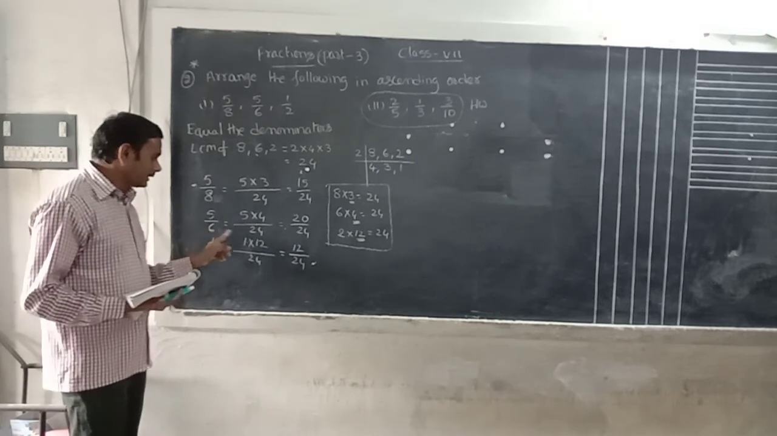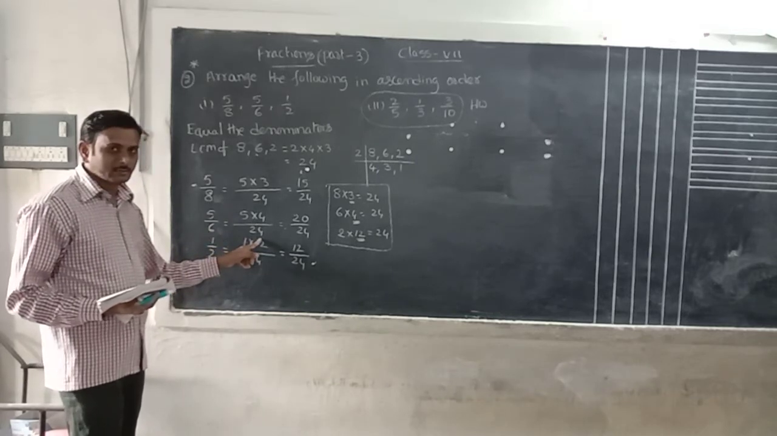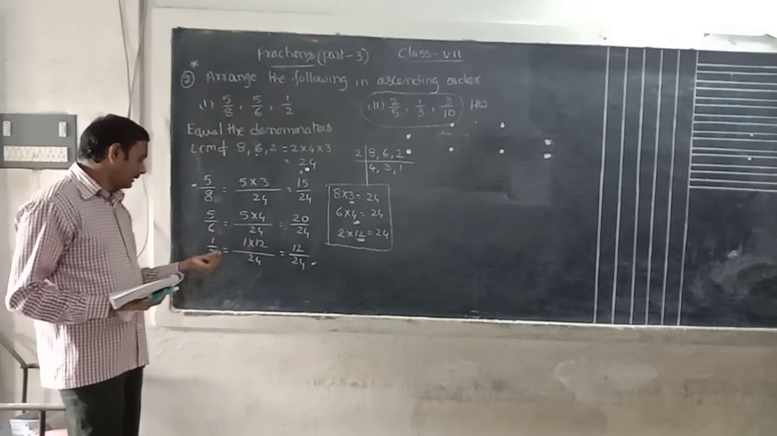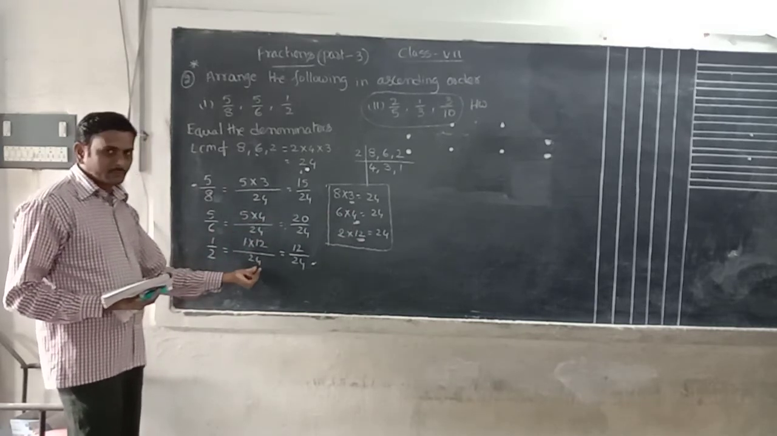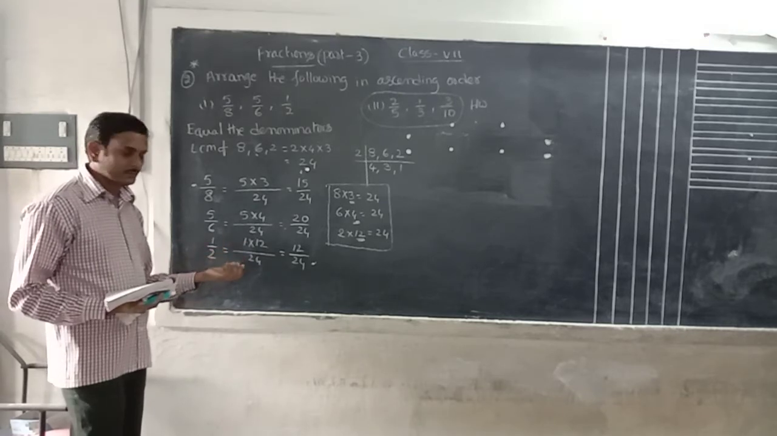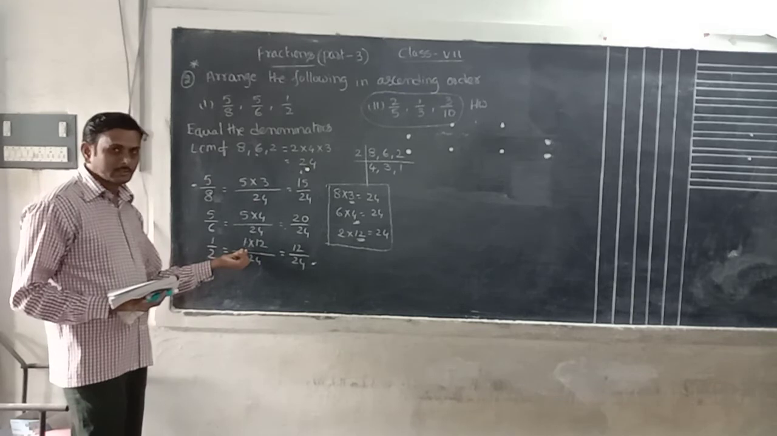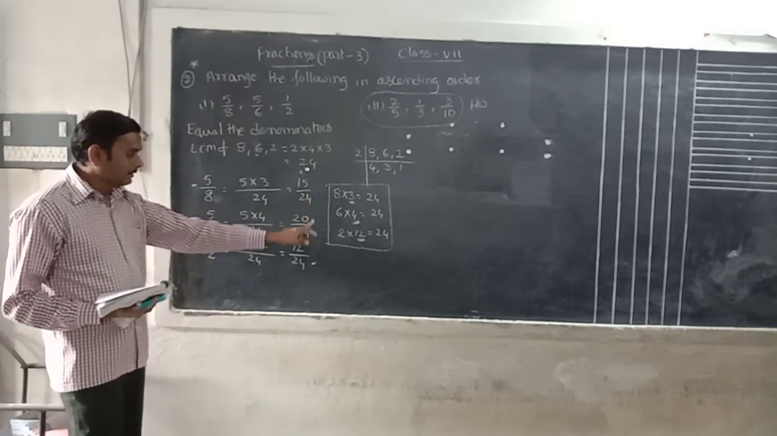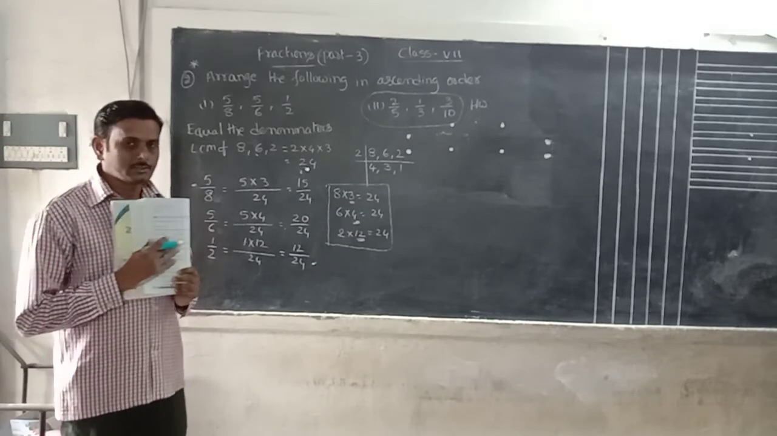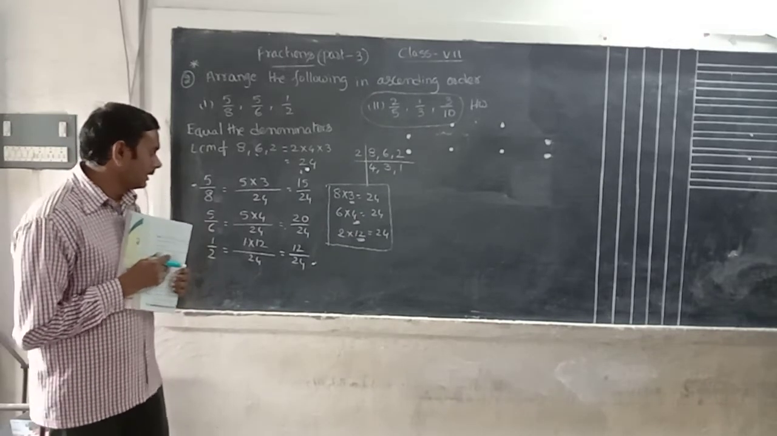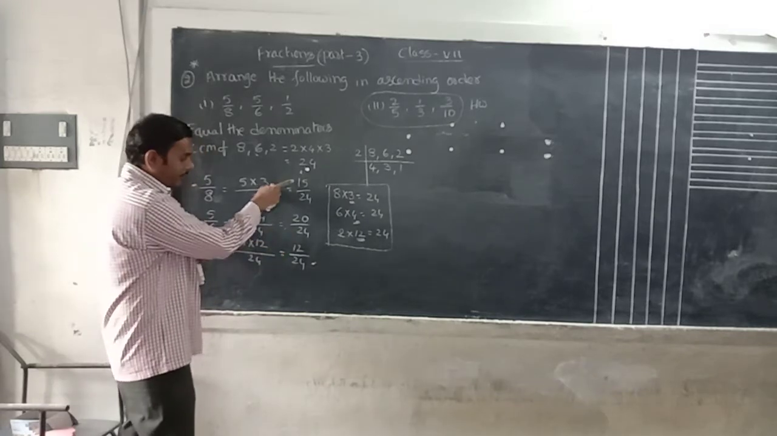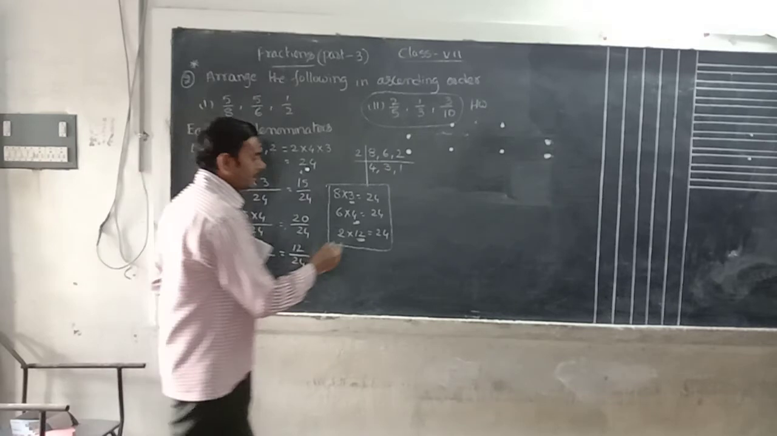5 by 6: 6 multiplied by which number gives 24? 6 fours are 24, multiply 4 to the numerator. Next 1 by 2: 2 twelves are 24, so 12 is multiplied with 1. Now all the denominators are the same, and whenever all denominators are the same, we can compare the numerators: 15, 20, 12.